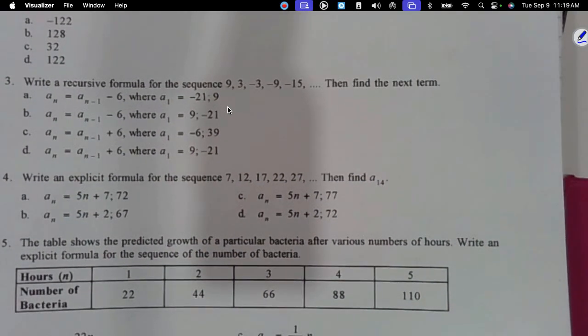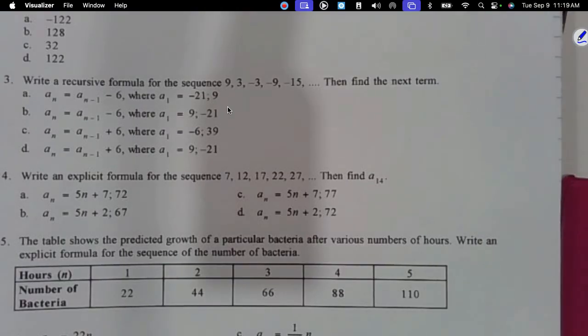Okay, number 3. All right, this one's weird. It says write a recursive formula and then find the next term. Well, let's go ahead and find the next term. How do we get from 9 to 3 to -3? We subtract 6. So to find the next term, I would subtract 6. And what's that answer? -21. So I know it's one of these answers right there. I have already done half my work. Does everybody get that? Yes.